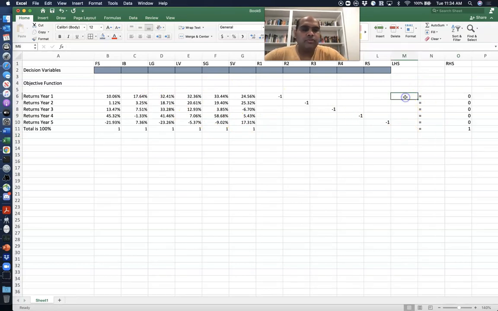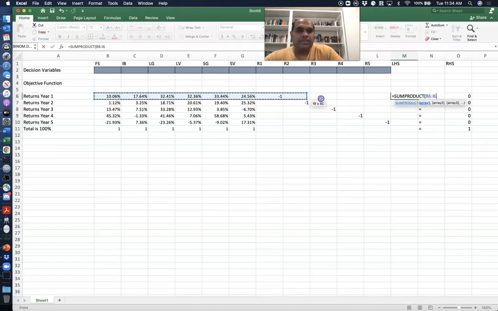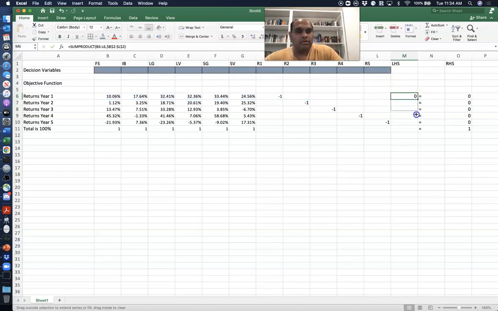So let's write the sum product functions for the constraints. Because the constraints are all linear, we can write everything as sum product. We'll do it the same way: coefficients and the decision variables, which have to be absolute references. But the objective, we cannot do that, because the objective essentially is the difference between R1 and the index fund values. So we know the index fund value, so let's put it down here.